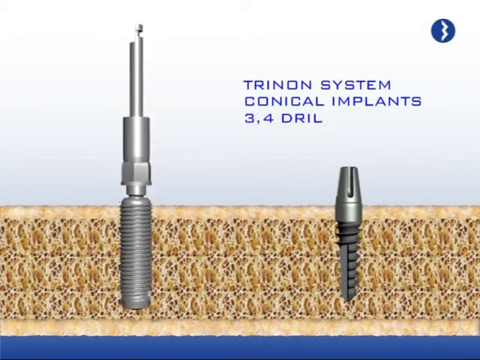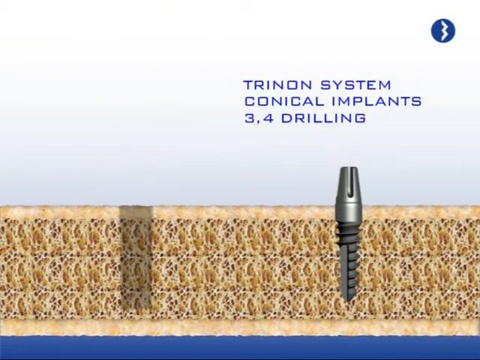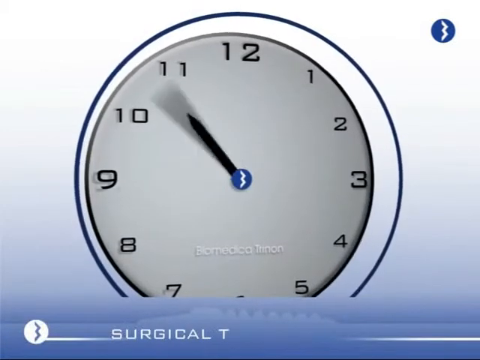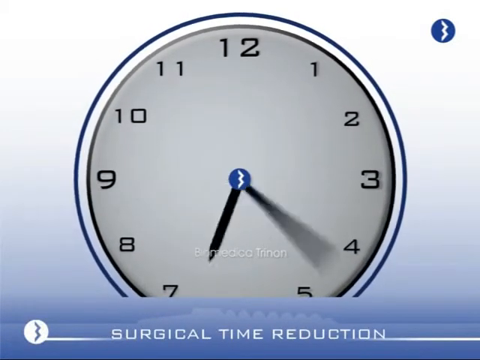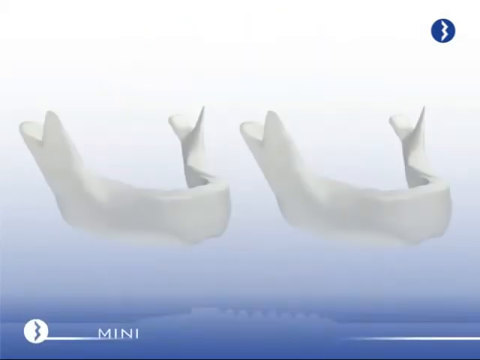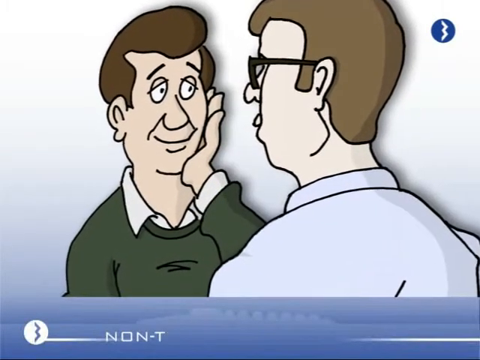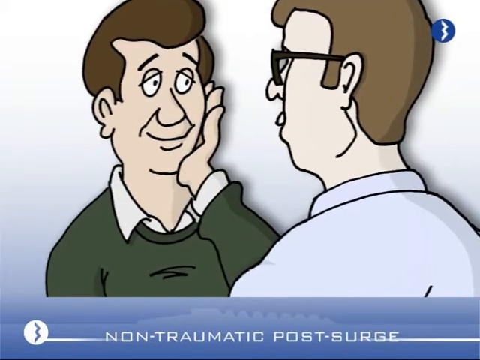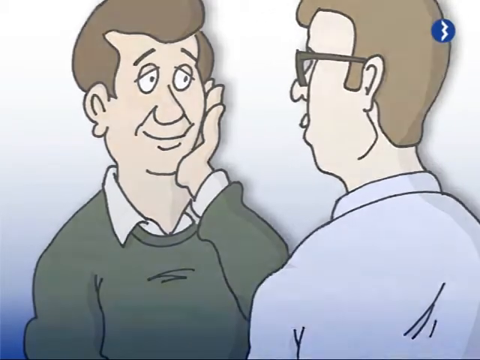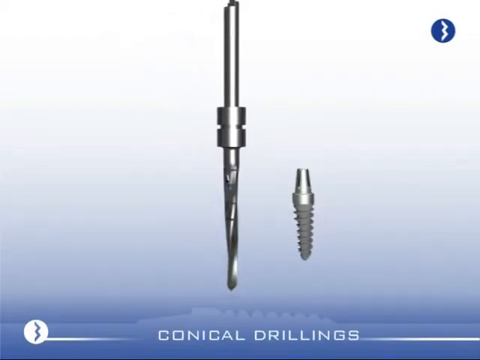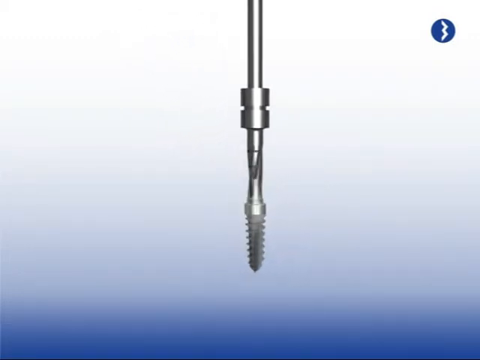The great simplicity of the Q implant drilling systems gives us 3 great advantages. Reduction in surgical time. Minimum osseous reabsorption. Post-operation is untraumatic for the patient. The drills of the Trinon system are conical, and their diameter coincides with the base of the implant.